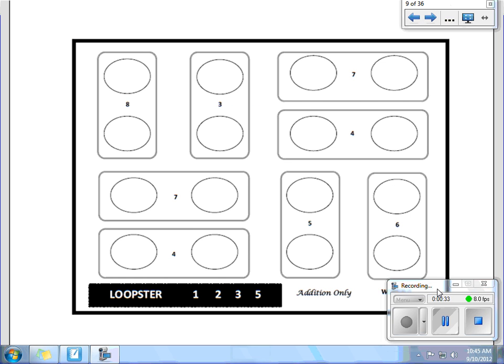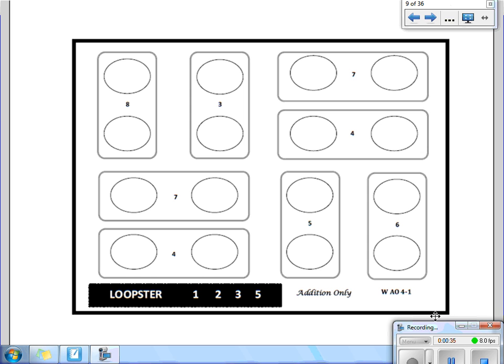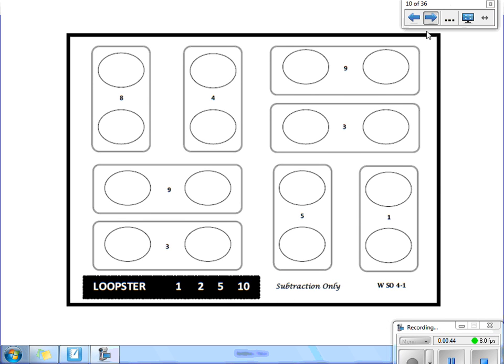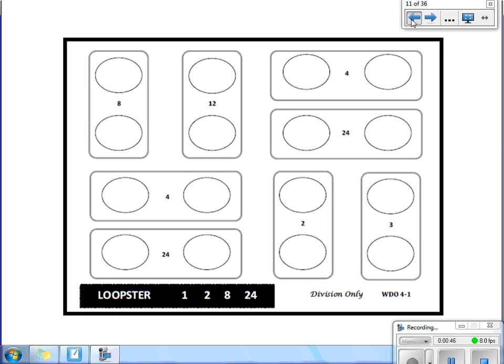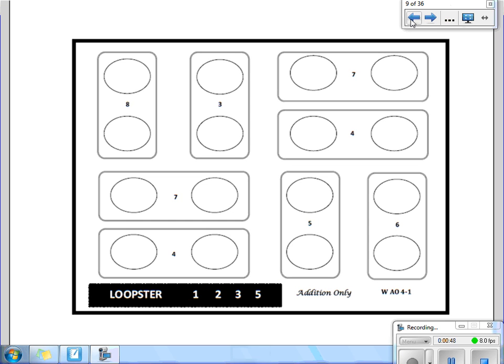In this new book, it's called the All Operations Edition, and the reason is because in this book, sometimes we're going to be doing addition only puzzles, we'll be doing subtraction only puzzles, we'll be doing division only puzzles. So there's lots of operations that are in here.